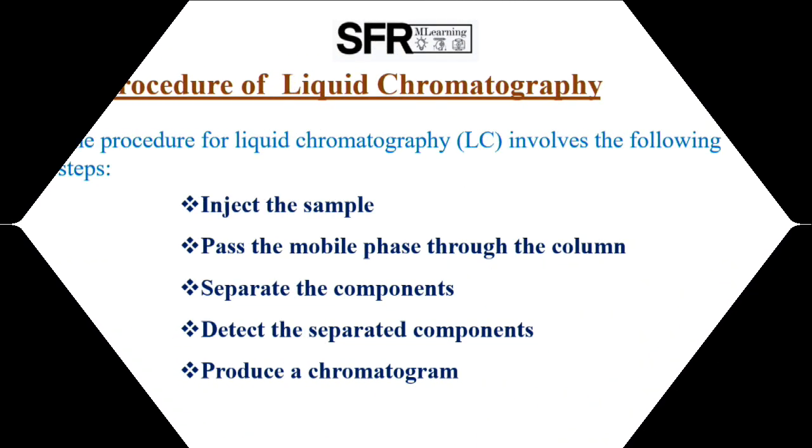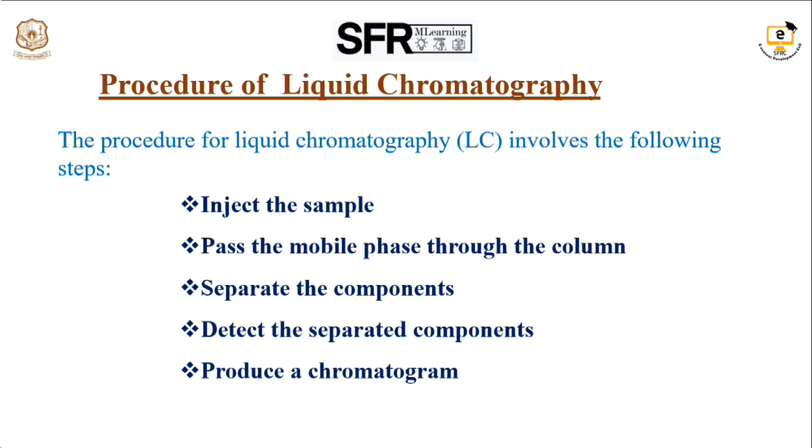Next is the procedure of liquid chromatography. The procedure involves the following steps. First, inject the sample: a small volume of the sample is injected into the column using an injector. Then pass the mobile phase through the column: a liquid solvent called the mobile phase passes through the column at a constant flow rate. Separate the components: the sample components separate as they pass through the column due to differences in how they interact with the stationary phase. Next, detect the separated components.